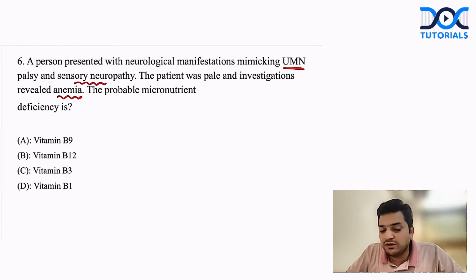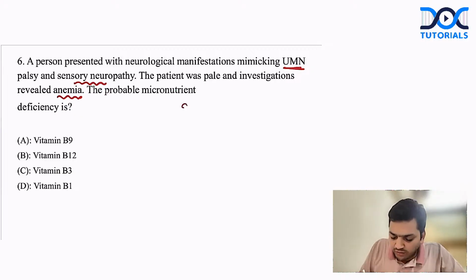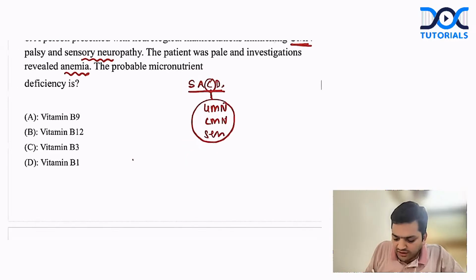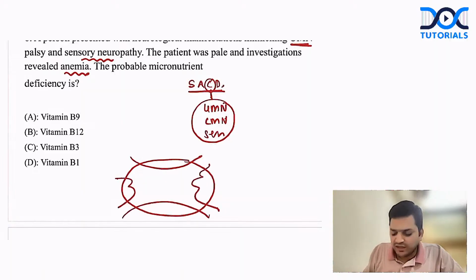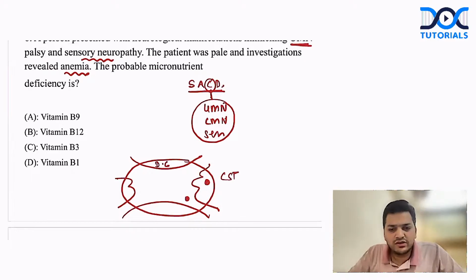Even if the word anemia would not have been written, then also we should be able to give the answer. They are talking about SACD, subacute combined degeneration of spinal cord. Now, when it comes to combined, means there can be UMN features, LMN features, sensory features, because when it comes to subacute combined degeneration, here is a cross section of the spinal cord. Here we are having the corticospinal tract. Here we are having the anterior horn, the dorsal column, the spinothalamic tract. So we have the sensory, we have the motor areas, we have the UMN areas.